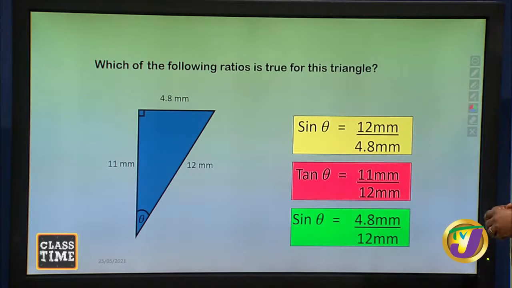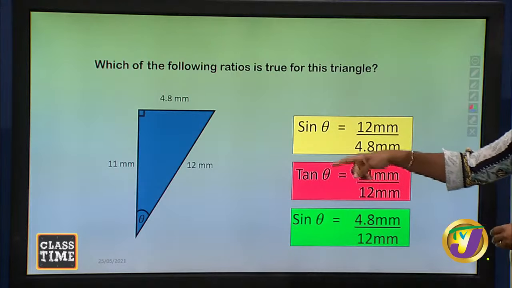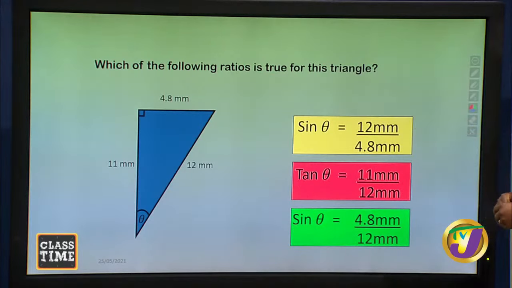All right, this is sine. The denominator in this case is 12 millimeters, so it seems correct. Let's just check and see if the opposite side is actually 4.8 millimeters. Actually, yes, it is. All right, 4.8 millimeters. And why couldn't we use the middle one now?